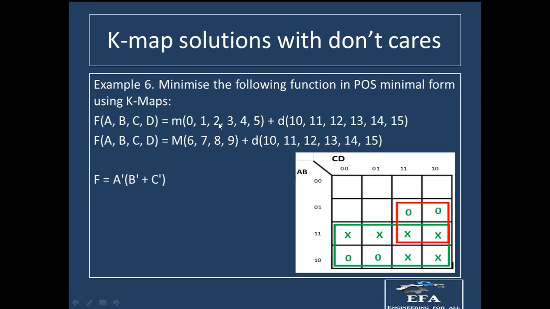So we're having 0, 1, 2, 3, 4, 5, and in between 5 and 10 we are left with 6, 7, 8, and 9. So 6, 7, 8, and 9 will be the part of the POS type of the expression, right? So f(A,B,C,D) is equal to max term 6, 7, 8, 9, and don't cares will come as it is. Okay, so now this is the expression we have to solve.